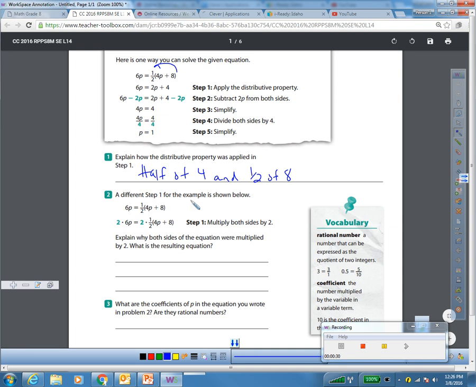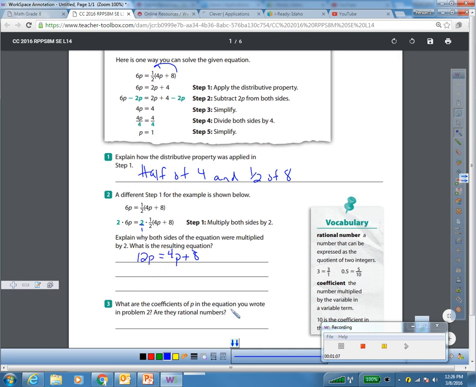Okay, in a different step for step 1, so instead of distributing the half, another method, we can multiply both sides by 2. Explain why both sides of the equation were multiplied by 2, and what's the resulting equation. So when you multiply by 2 here, you get 1, and if I distribute 1, it doesn't change anything. So that's 4 times p plus 8. And then we have to multiply the other side by 2 to keep it balanced, so we'd have 12p.